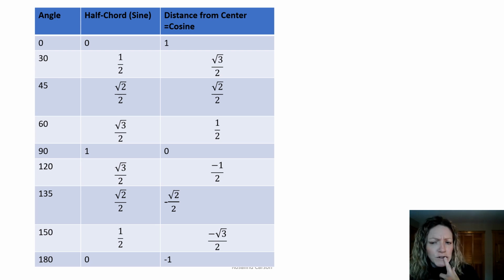Okay, I'm very curious to know, well, what kind of graph would be created if I graph all of those half chord lengths as a function of the degree movement. So on my x-axis, I'm going to have my degrees, and on my y-axis, I'm going to have all the half chord lengths. Let's see what happens. And then do a separate graph for the distance from the center, the cosine, and see what you get.